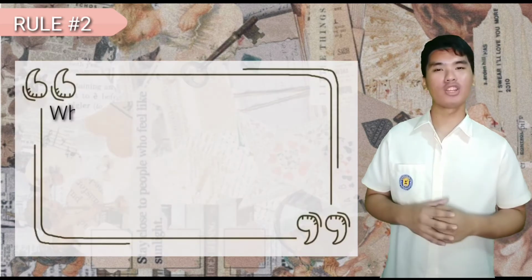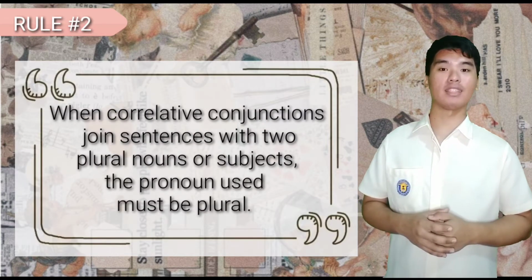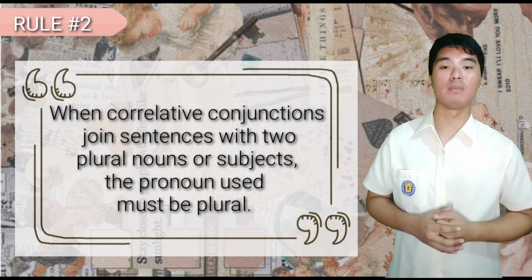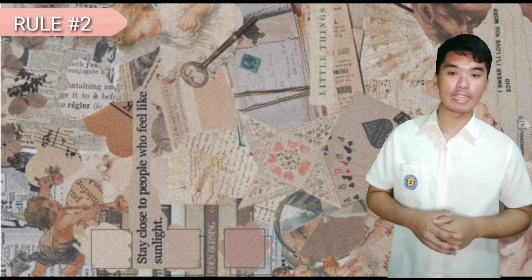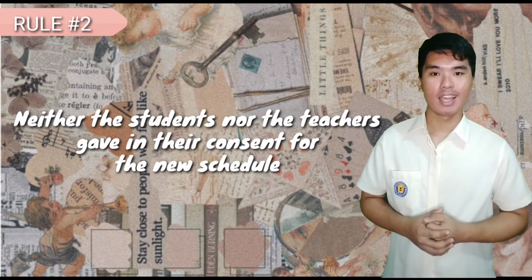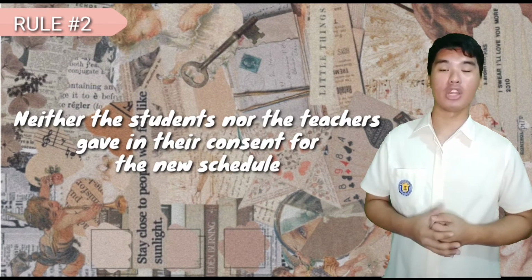Moving on, when correlative conjunctions join sentences with two plural nouns or subjects, the pronoun used must be plural. Example: neither the students nor the teachers gave in their consent for the new schedule.